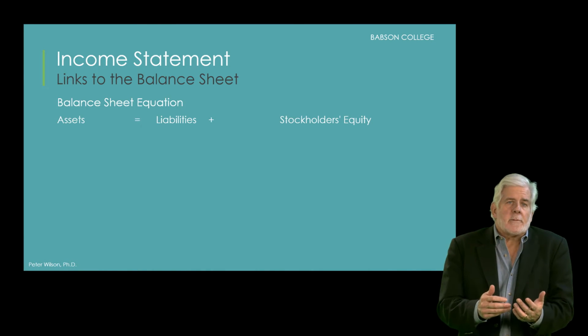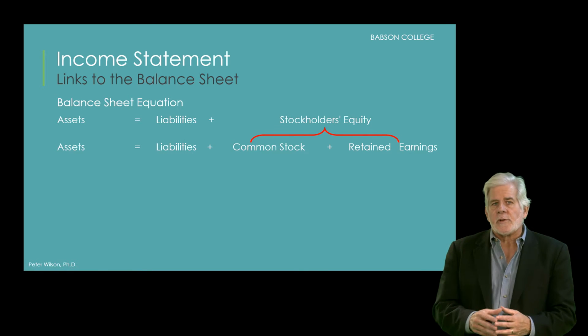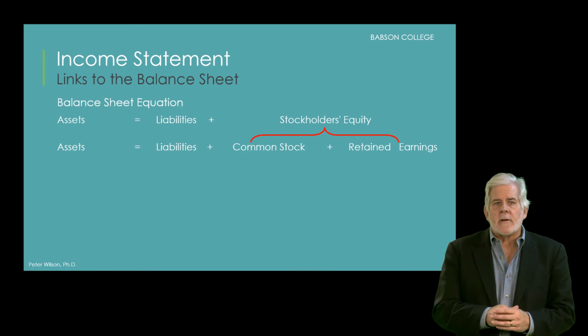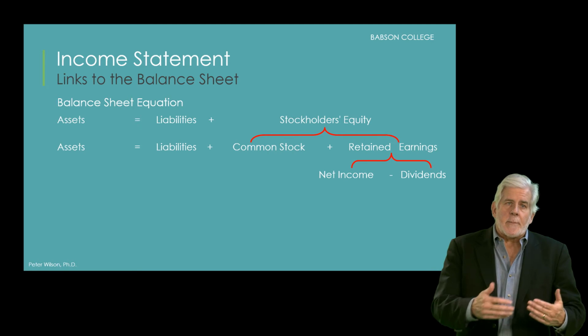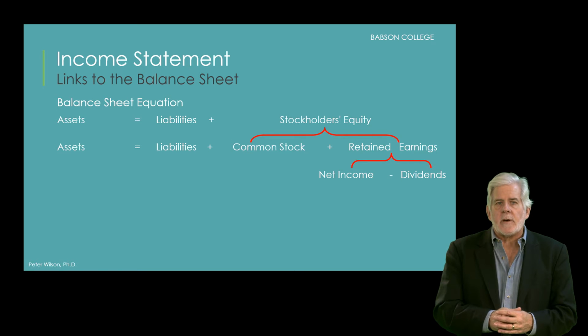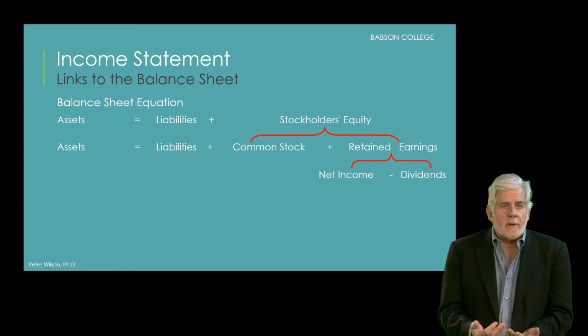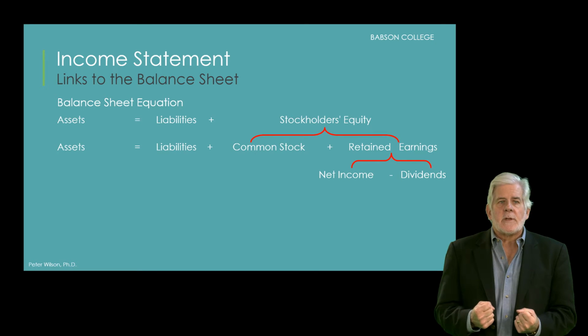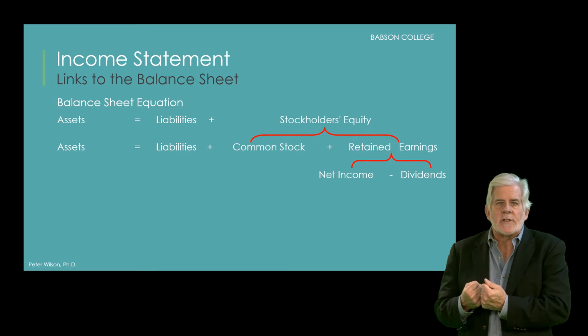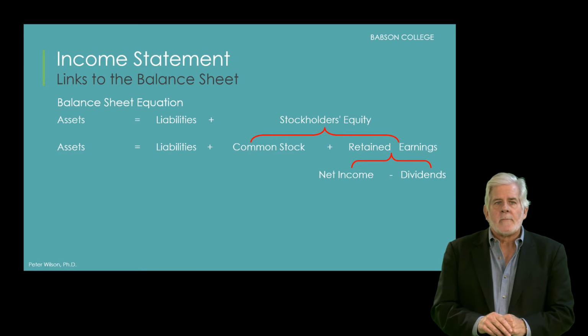Now let's see how the income statement is derived from the balance sheet. This happens in the stockholders' equity section through the retained earnings account. Retained earnings is the balance sheet account that captures any net income earned by the firm during the year. In other words, when the firm performs and earns a profit, that money belongs to the owners, and so their ownership interest increases via an increase in retained earnings and stockholders' equity.